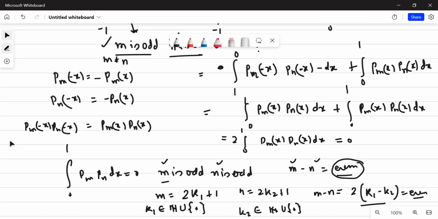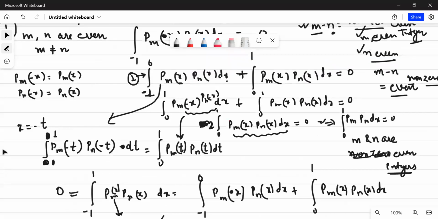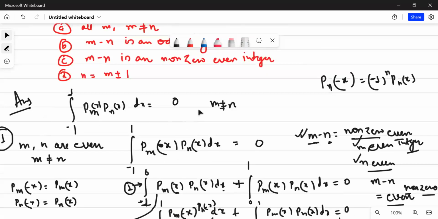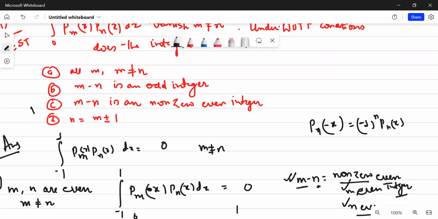Is that clear? Okay, so let us see the options. One of the most possible options that I see from here is that m minus n must be an even integer. This is what I think is the right option.